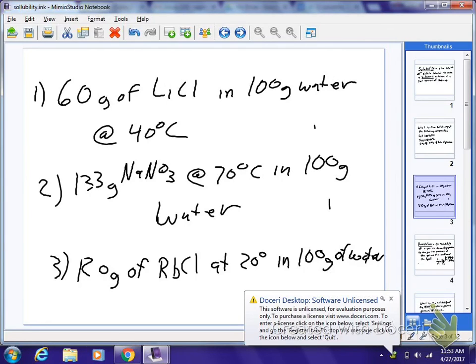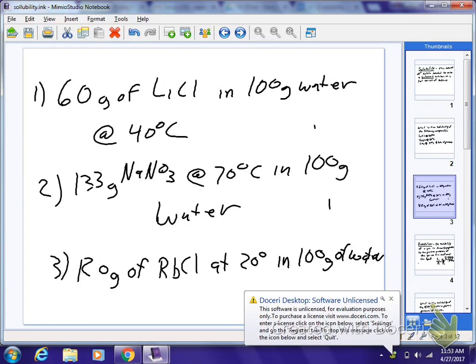So 80 grams, that would be where it's saturated, right? So we're putting in 60 grams. So is this particular example, number 1, would that be saturated, supersaturated, or unsaturated? If I put 60 grams of LiCl in 100 grams of water at 40 degrees Celsius, would you say that's saturated, unsaturated, or supersaturated? It's unsaturated because it can hold around 80 grams, right? Any questions on that, Emily? So it can hold 80 grams. I'm putting 60 grams in. It can hold 20 more. Make sense?